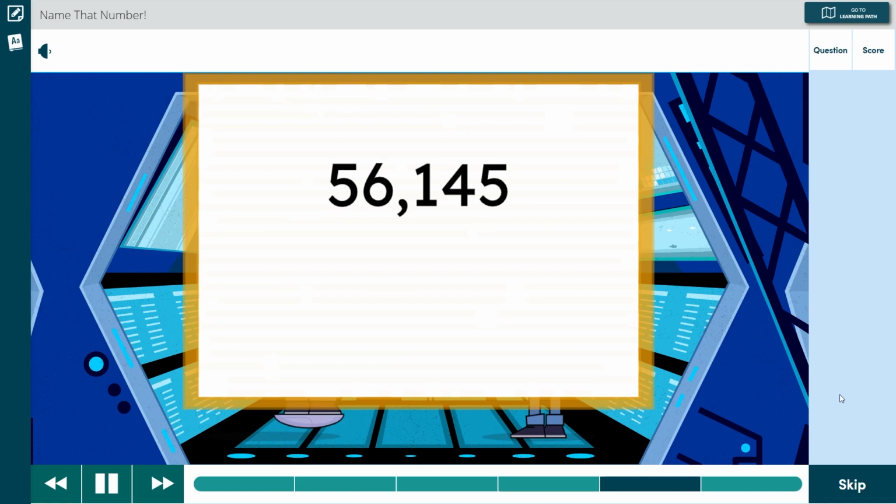Start with the thousands period, and then move to the ones period. This number is read as 56,145. Write the word form in the same way, using a comma to separate the periods.